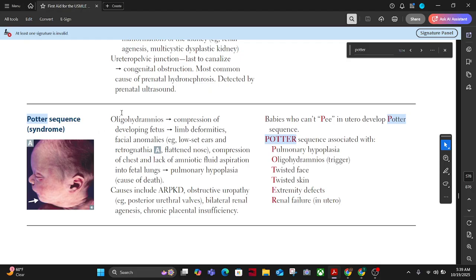Oligohydramnios, which means less amniotic fluid around the baby, will lead to compression of the developing fetus, which will cause limb deformities, facial abnormalities like low set ears, and retrognathia, like you see that very small jaw. Okay, and then a flattened nose, compression of the chest, and lack of amniotic fluid aspiration into fetal lungs.